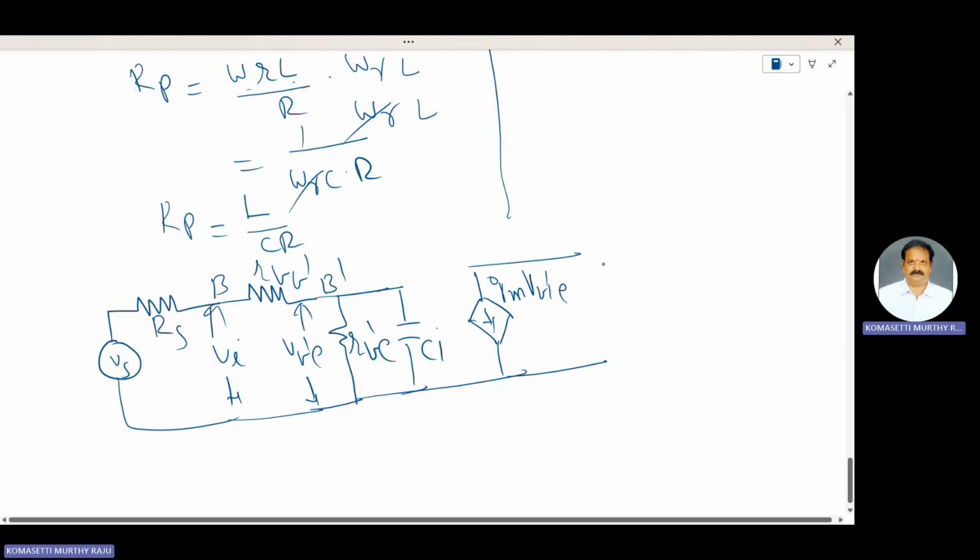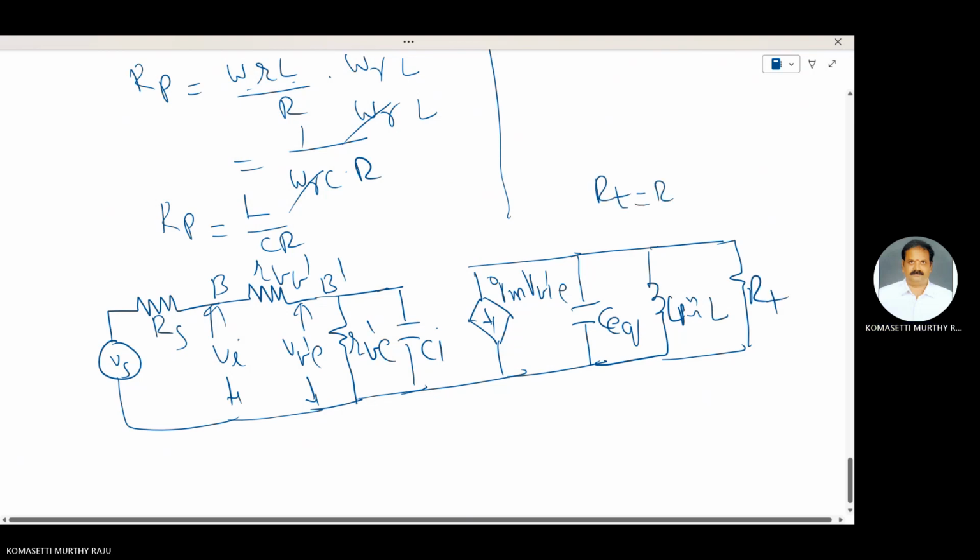C equivalent is included in this circuit. Next one is LP is approximately equal to L. Next one is RT. We already know that RT is equal to R naught parallel to RP parallel to RA. This one is V naught.